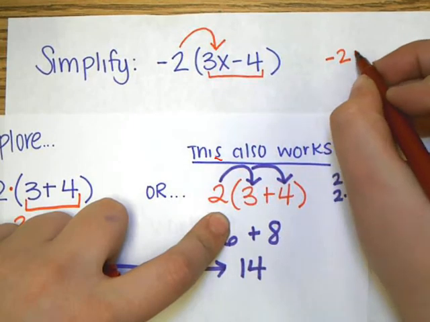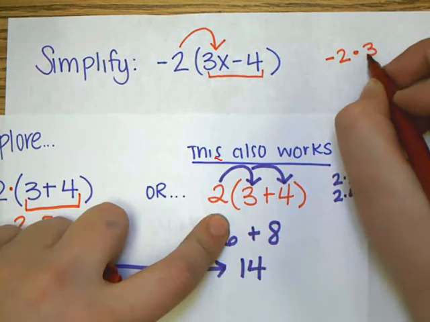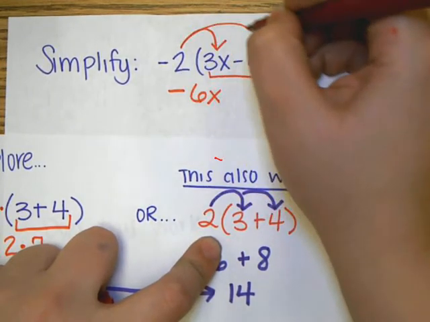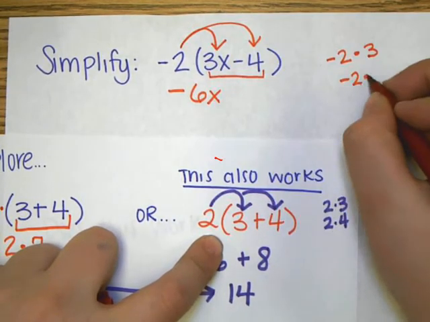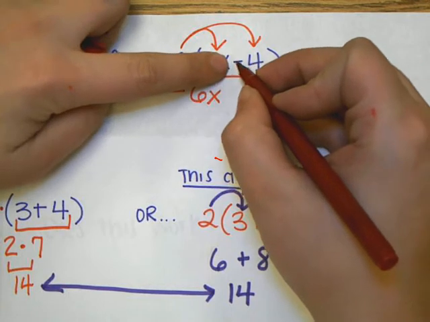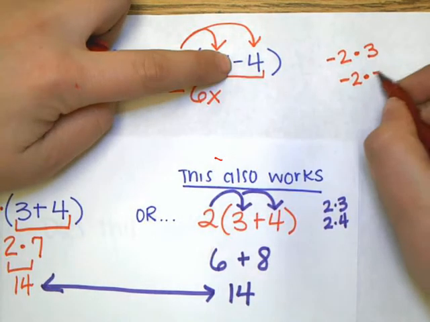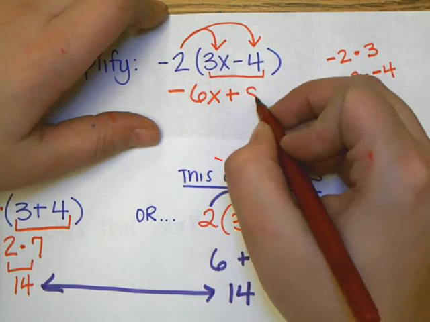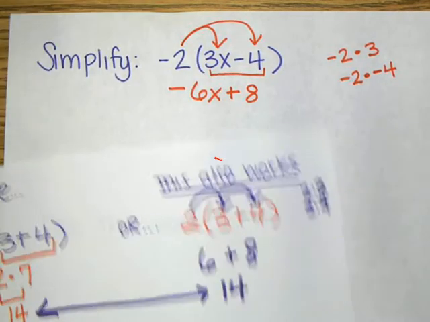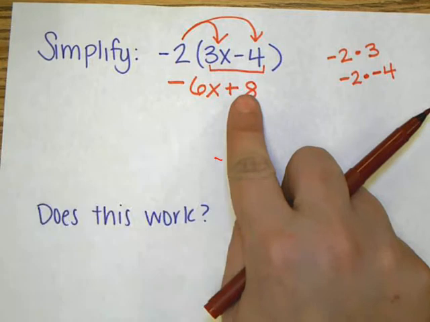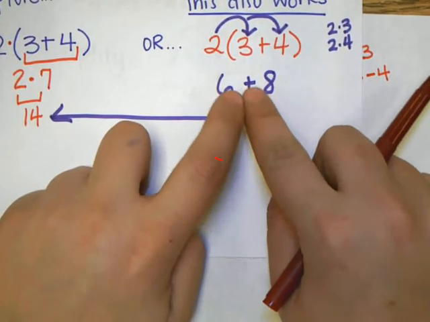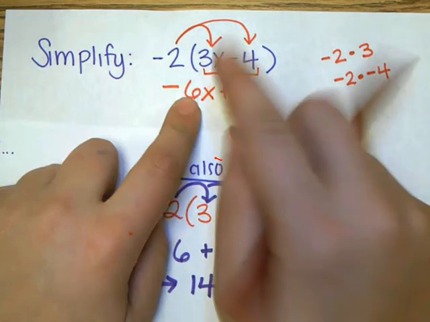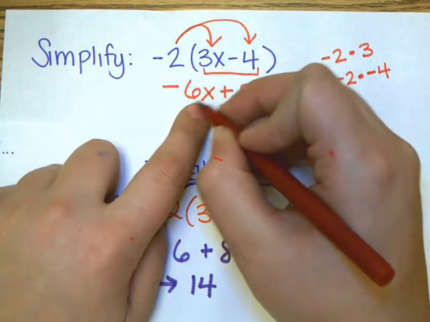term inside the parentheses. So this is negative 2 times positive 3, which is negative 6x. Then we're going to take the negative 2 and multiply it by, we look in front, this is a negative 4. And a negative times a negative is a positive 8. Then we can't go further. Here we were allowed to add these. It was just 6 plus 8. In this problem we can't add them because of the x.